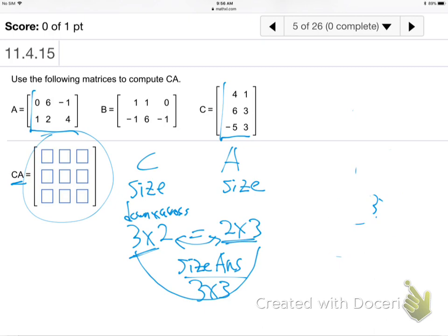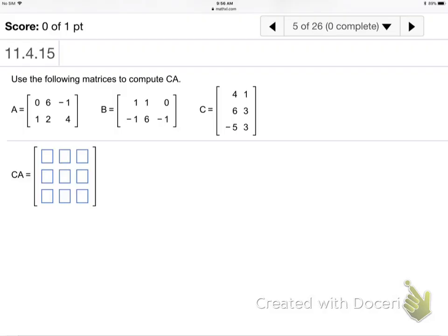All right, so anyway, let's do this one. So we know the answer is going to be 3 by 3. Let me go to a fresh screen. So what I would probably do, guys, is I would do matrix A right over here to the right of matrix C, because we're going C times A. So it's just nice to have it on the right.